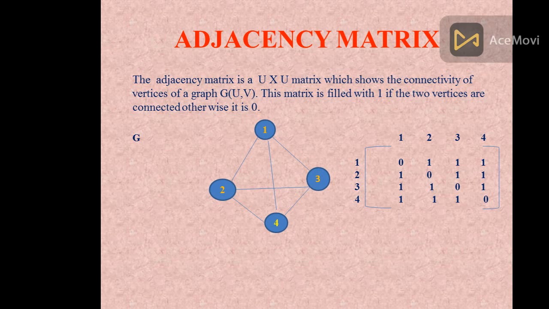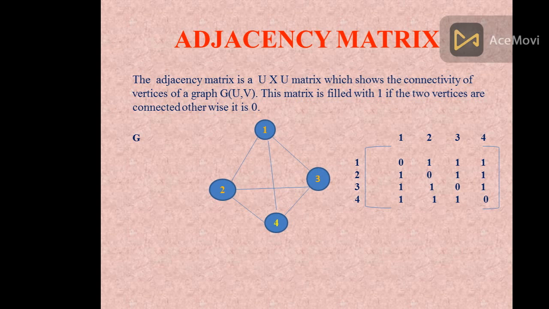The next vertex is 3. Row 3, column 1, 2, 3, 4. From 3 we have connectivity to 1, so we will put 3, 1 as 1. For 3, 2, 3 to 2 we have connectivity, so we write it as 3, 2 as 1. From 3 to 3 we don't have connectivity, so we will write 3, 3 as 0. For 3, 4, 3 to 4 we have connectivity, so we will write 1 as 3, 4.